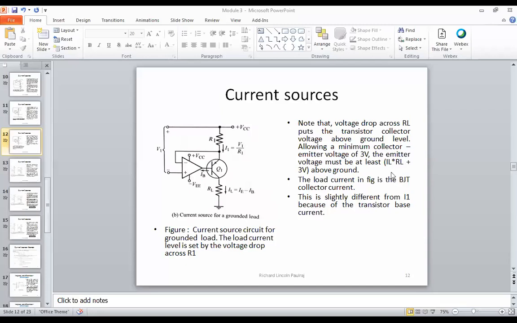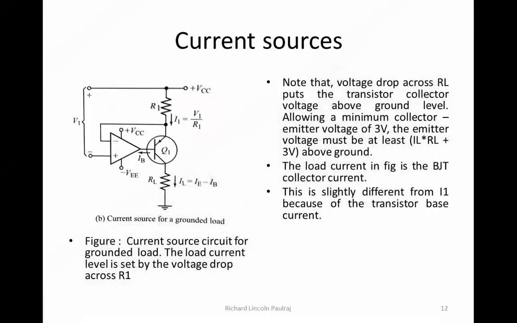Now it should be fine. IL into RL plus 3 volts above ground. So one thing that we should remember here is, if I have to have 3 volts, then whatever is the voltage here, plus 3 volts I should keep. If I want to have say 6 volts, then whatever is the voltage here, VL, which is IL into RL, so that one plus 5 volts. So ultimately I'll be able to obtain about 6 volts or 3 volts, whatever is my requirement.